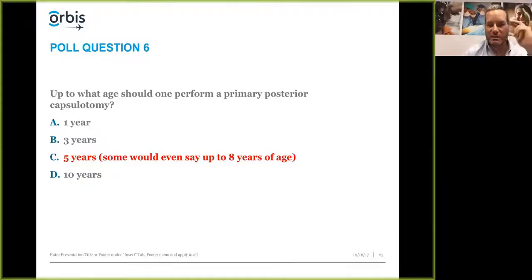I think the only reason that some people might go higher on primary posterior capsulotomy age is that you might lose access to the patient. They may not come back, or they have developmental issues where you don't think they could sit at the laser. All right, so we'll move on here.